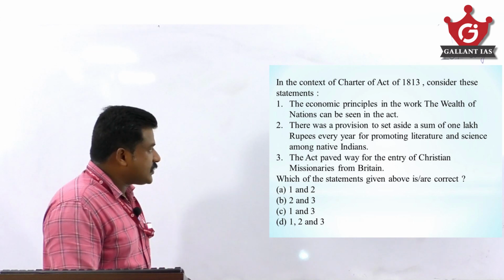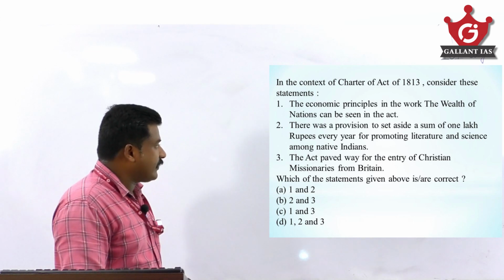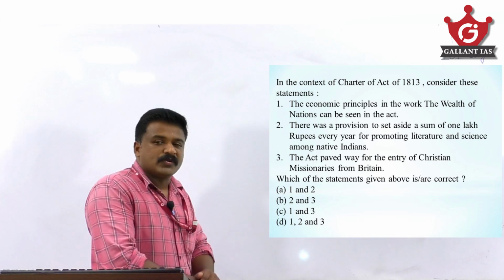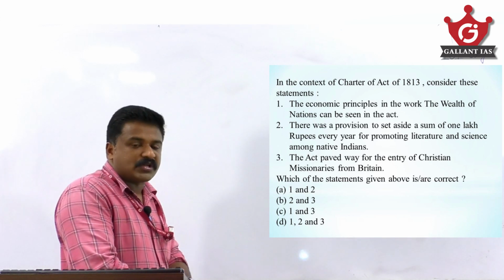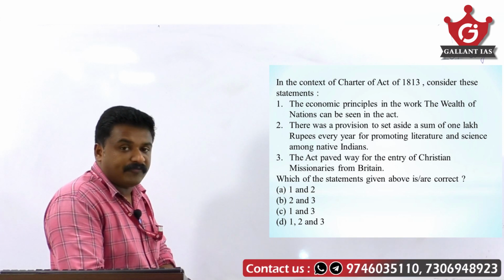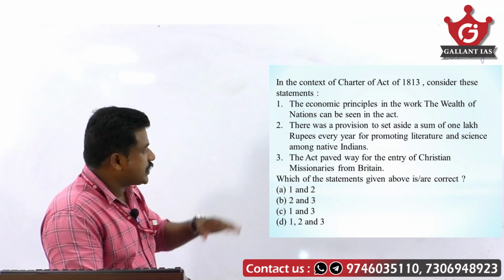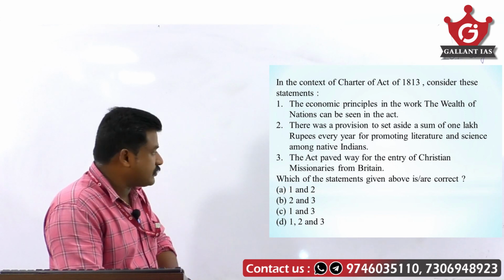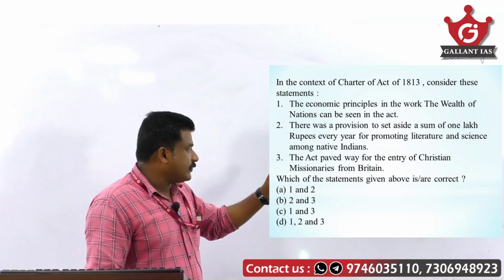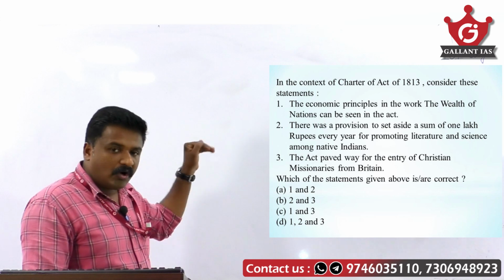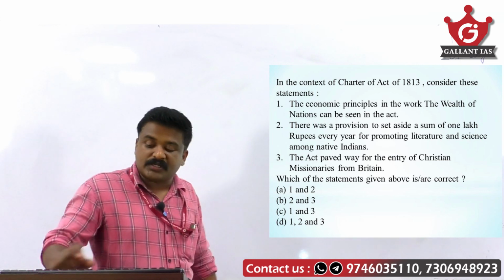There was a provision to set aside a sum of 1 lakh rupees every year for promoting literature and science among native Indians. That is also a feature of the 1813 Act. For the first time, 1 lakh rupees was sanctioned for the promotion of Western education, literature and science among native Indians. The Act paved the way for the entry of Christian missionaries from Britain. So all the three are correct regarding Charter Act 1813.